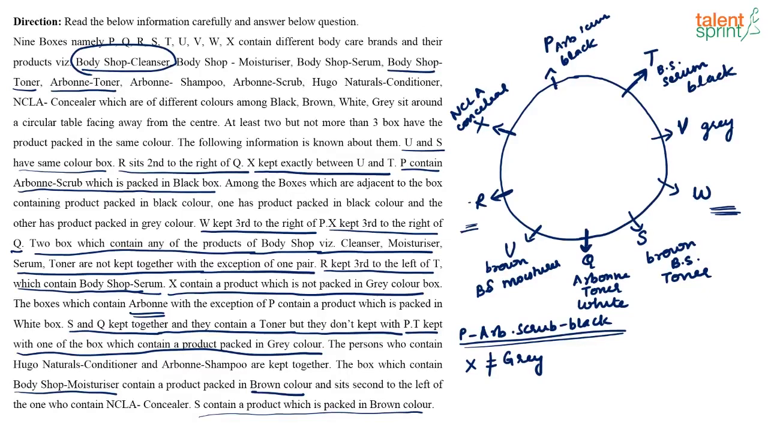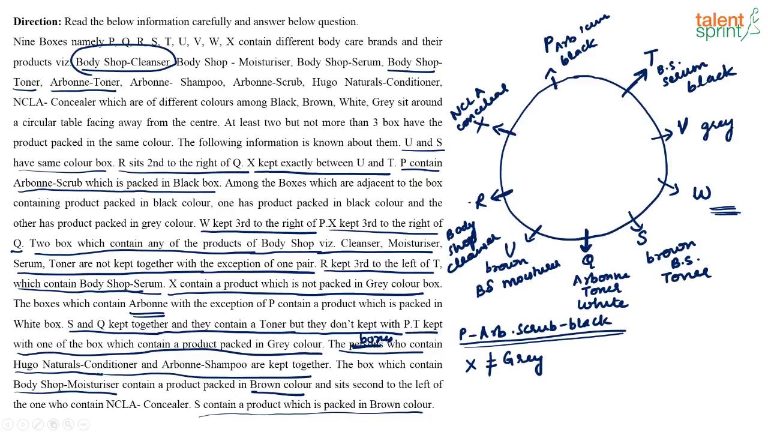Now before I fix the Body Shop cleanser, they have given one more information. I think it should be the boxes which contain Hugo Naturals conditioner and Arbonne shampoo should be kept together. Now where can I place this? The only adjacent places where I can keep them is here. So basically they should come here for sure. If I place these two in one of these places, then which should be the Body Shop cleanser? This definitely has to be the Body Shop cleanser.